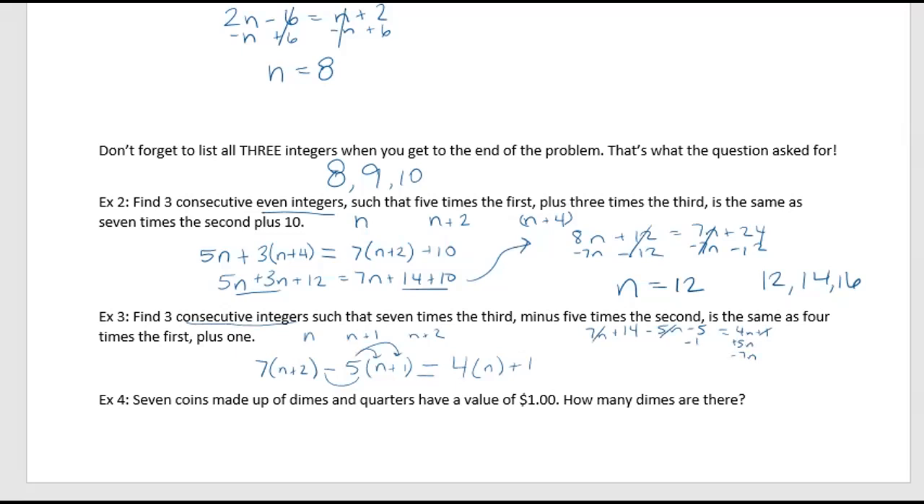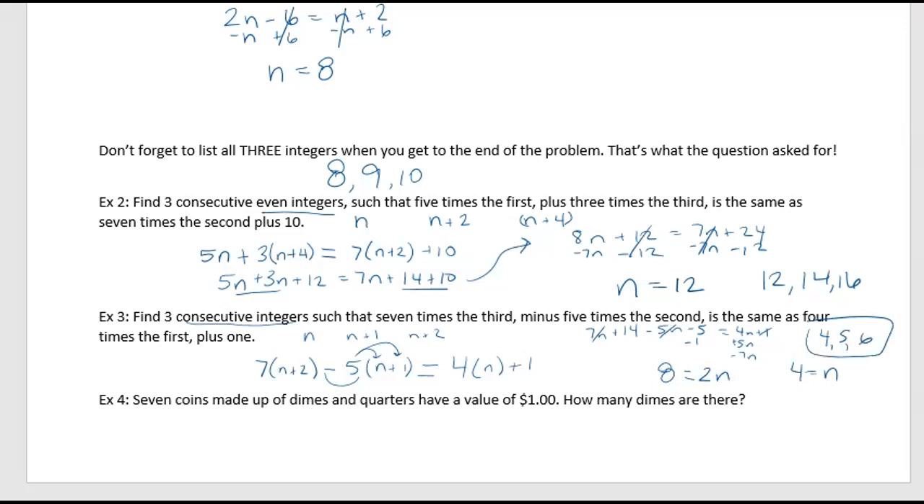Do you see I used opposite signs? This was a negative 5n on this side. Over here it's a plus. This was a plus 7n, so over here it's a minus. So I have 14 minus 5 gives me 9, minus 1 more gives me 8. And then 4n plus 5n, that's a 9n minus 7n, so that's a 2n. And then when I divide by 2, I get n equals 4. So my consecutive integers are going to be 4, 5, and 6.